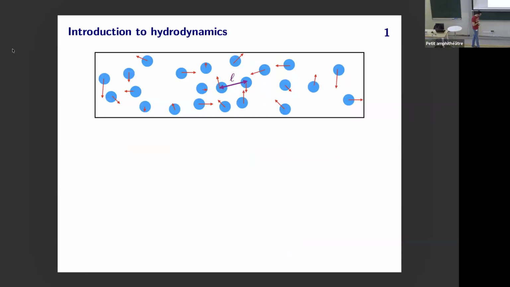So let's first take a very big step back and ask why hydrodynamics in the first place. If we're not talking about liquids and gases, like water, air, etc., then why would we expect hydrodynamics to be relevant at all?